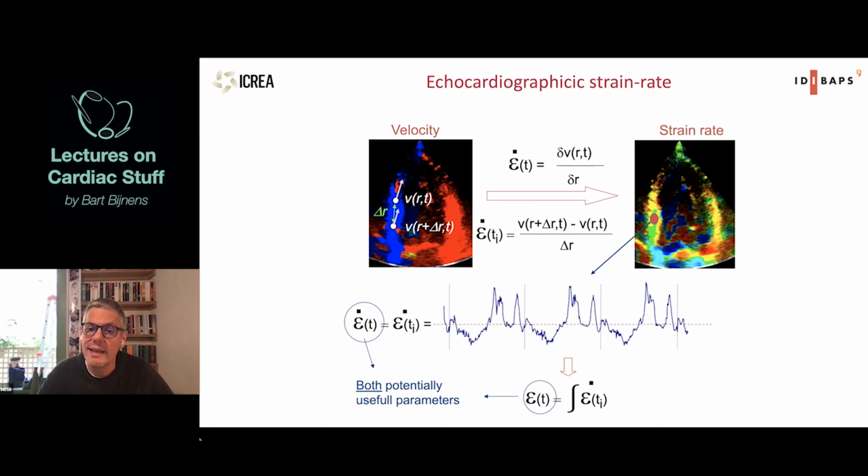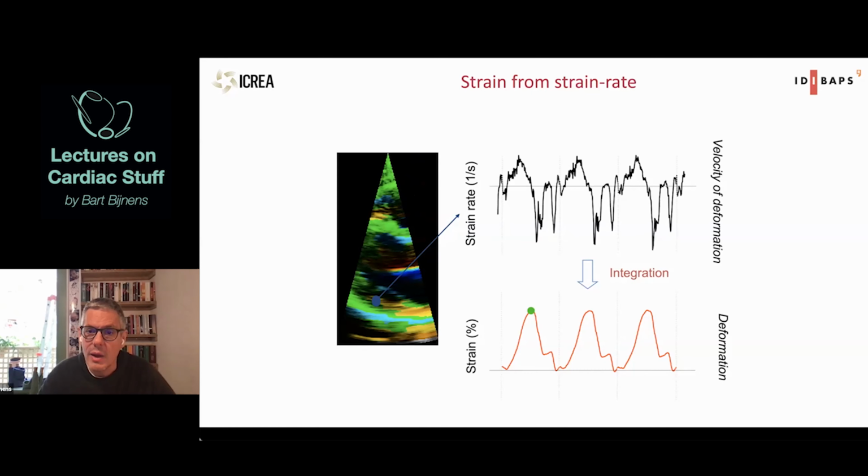Now, if we take the temporal integral of this rate of deformation, we get the deformation, and then we get the strain curves. Now here it's looking in the other direction. This is a parasternal view. This is the wall, in this case the lateral wall. Here you have the septal wall. We're now looking at the deformation in this direction. With tissue Doppler based methods, we always only measure the deformation in the direction of the ultrasound beam, which comes from the transducer and goes in this direction. So we're looking here at the thickening of the myocardium.